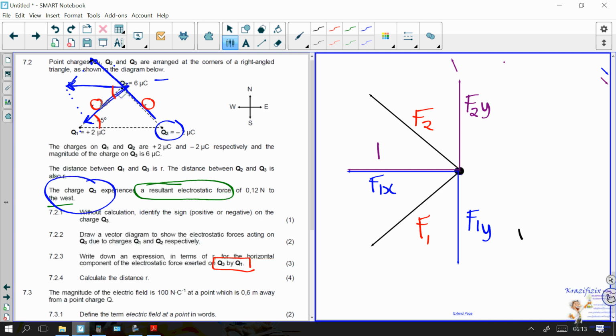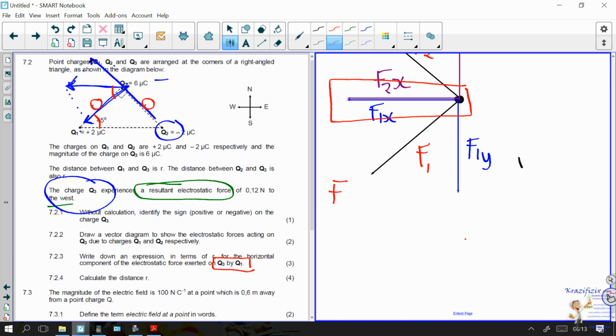F2y and F2x. By the way, the resultant, do you remember the resultant? The resultant now is a combination of these two in the same direction. When two forces are in the same direction, what do we do? We add. All right, this is just lovely, which means that F1x plus F2x, because they are in the same direction, is equal to my 0,12.